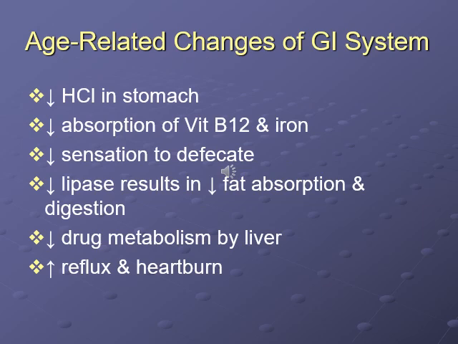The normal age-related changes that we would expect to see in the GI system then: a decrease in hydrochloric acid in the stomach. This can lead to decreased absorption of vitamin B12 and iron, and potentially increase the chance of bacteria that may have been ingested. They also will have more chance of constipation, decreased sensation to defecate, and decreased function of their sphincters, so it's difficult to expel that stool. They can become constipated and impacted more regularly.